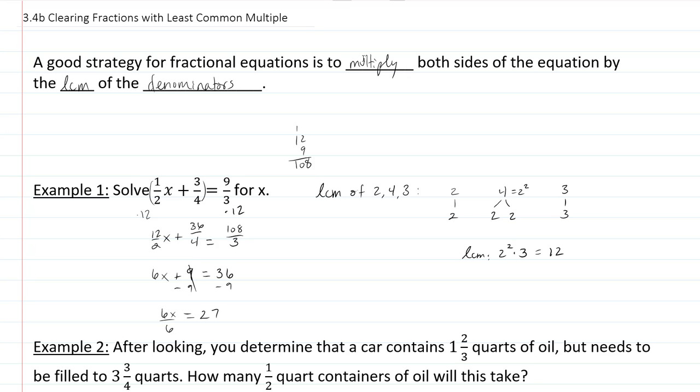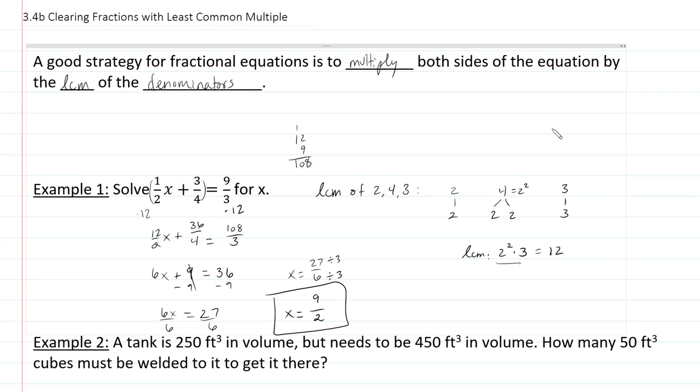Divide by 6 on both sides, and we get that x equals 27 over 6. And if we divide top and bottom by 3, we can reduce this so that x equals 9 over 2. And that's the solution to our equation. So we ended up making this problem with fractions into an easier problem without any fractions at all.